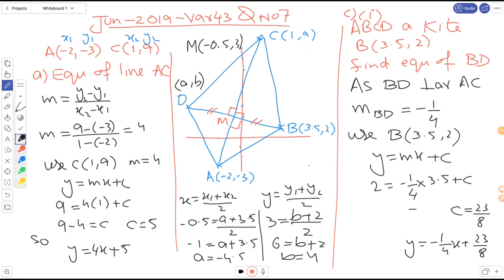The D coordinates come out very clear. I will just write in a different color. So the D coordinates are -4.5, 4. That's it. Question finished.